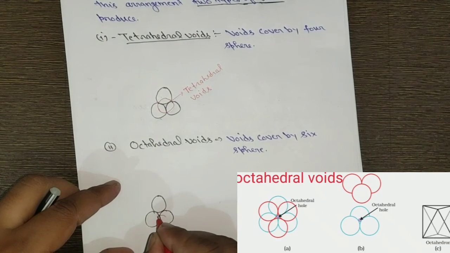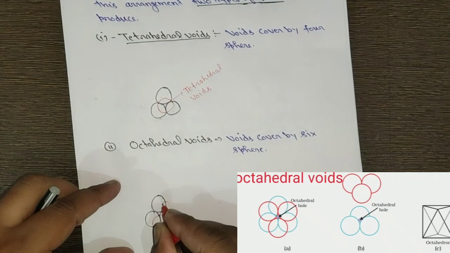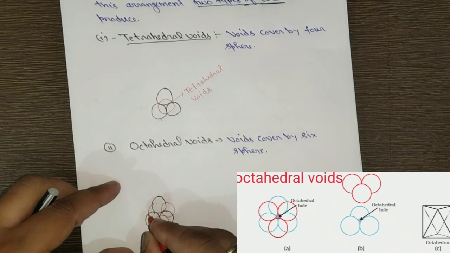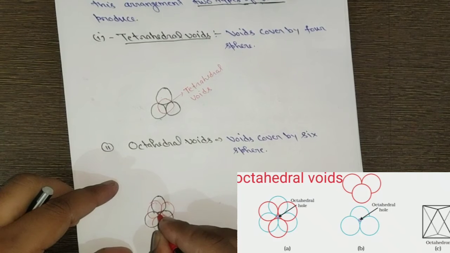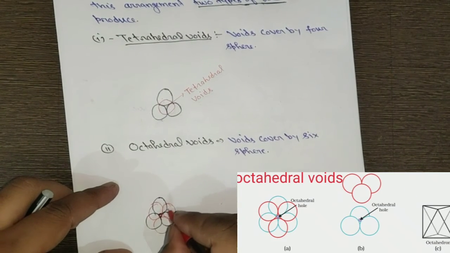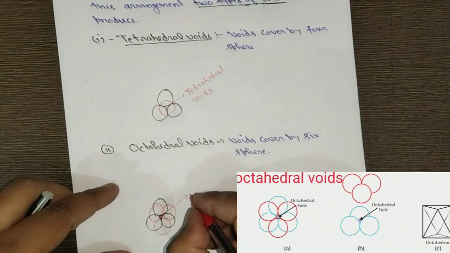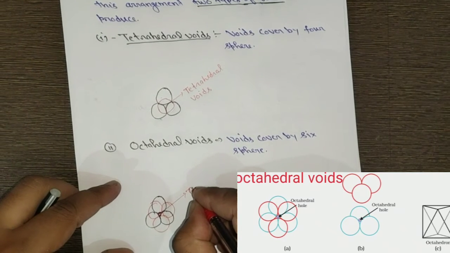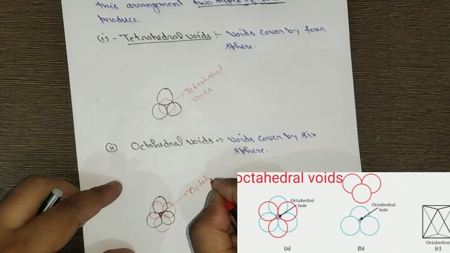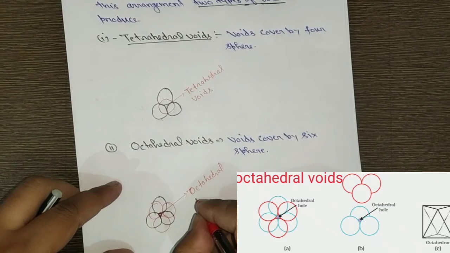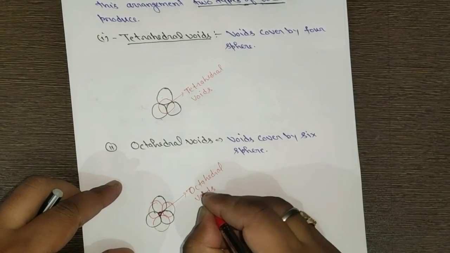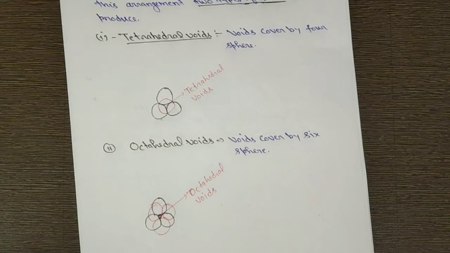Again, that is the void covered by the 6 spheres. This is called the octahedral void.